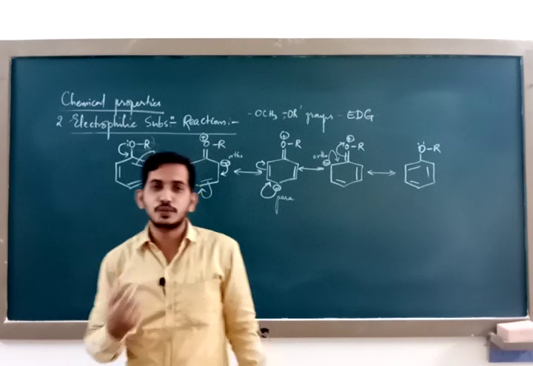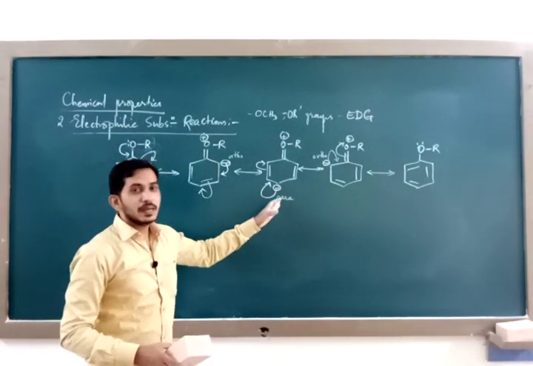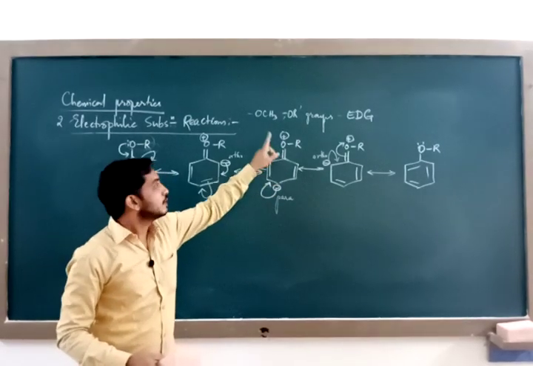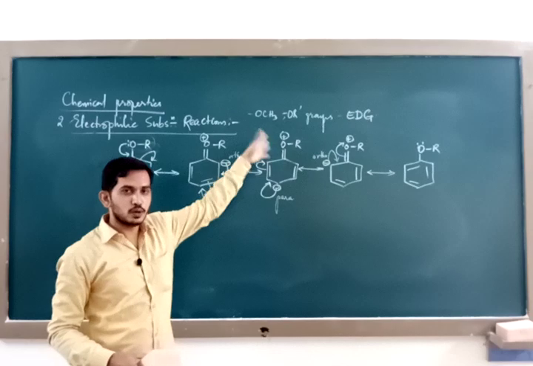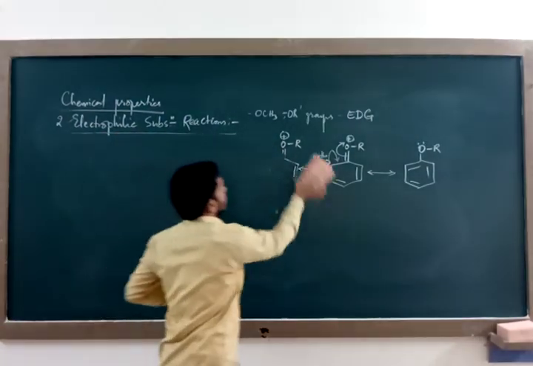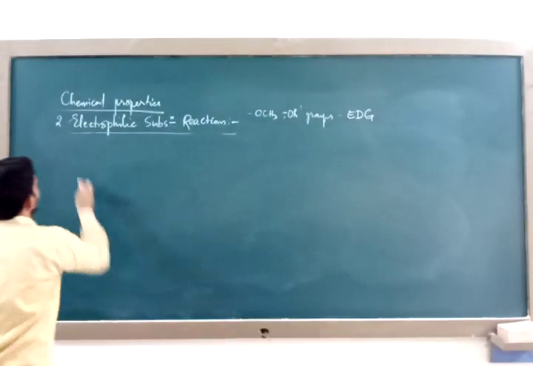Which one do you think should be the major product? Always para product is a major product because it is far away from the electron donating group. Now let us see the first electrophilic substitution reaction. It is nitration.